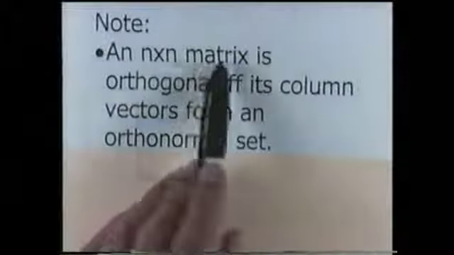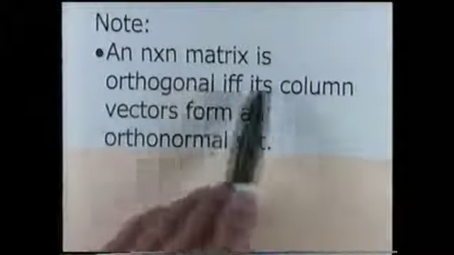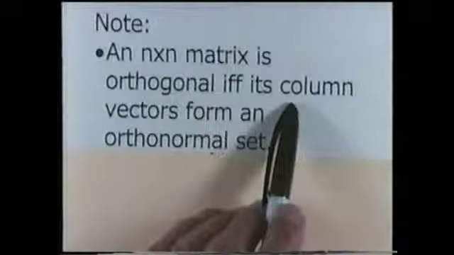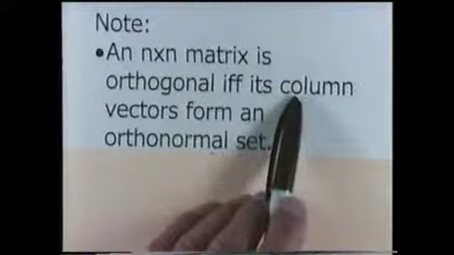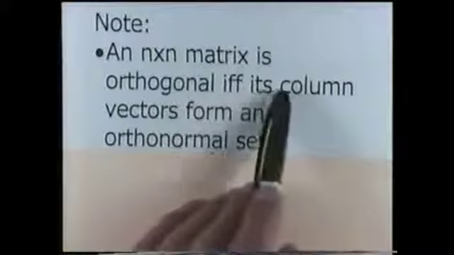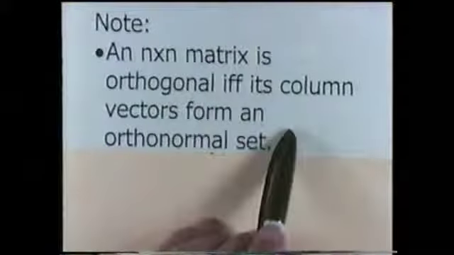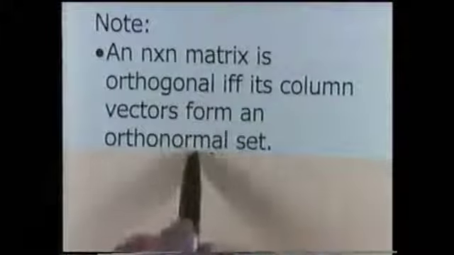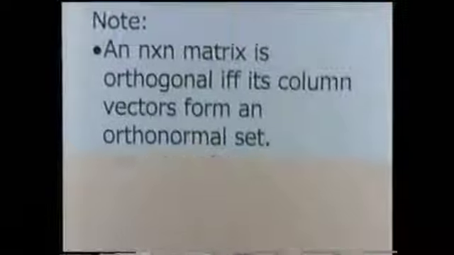So the n by n matrix is orthogonal if its column vectors form an orthonormal set. You take the n column vectors, and all of them must be mutually orthogonal and of unit length.